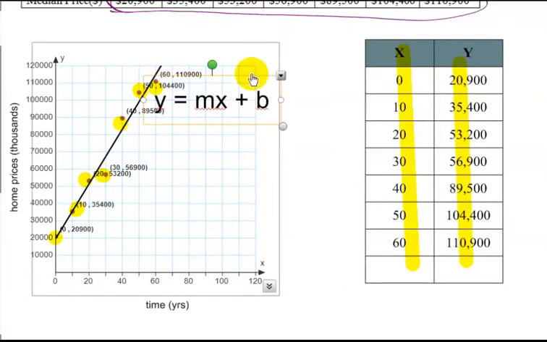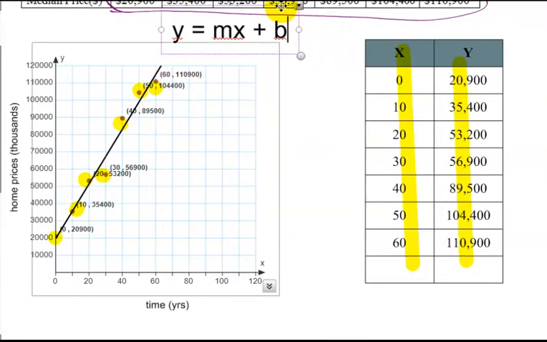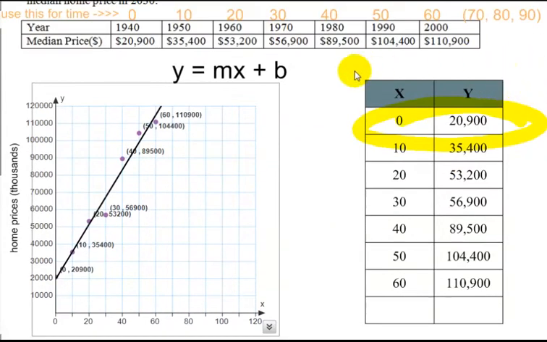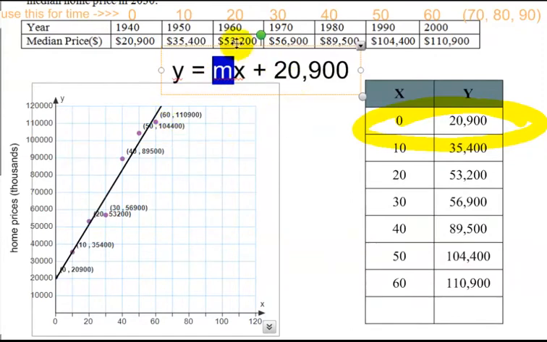Formula. And we know that b is our y-intercept. We have a y-intercept. We already know that, right? It's the 20,900. So let's replace b with 20,900. Now all we have to do is find the slope and calculate our price. So let's find something close on our line of best fit to calculate our slope.